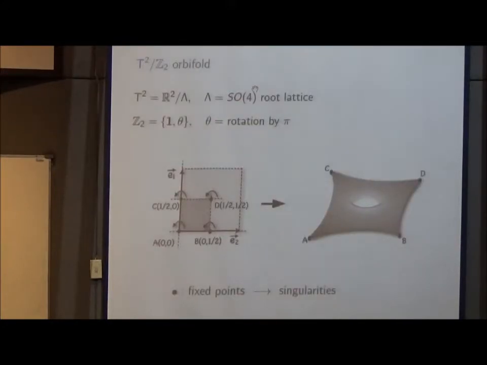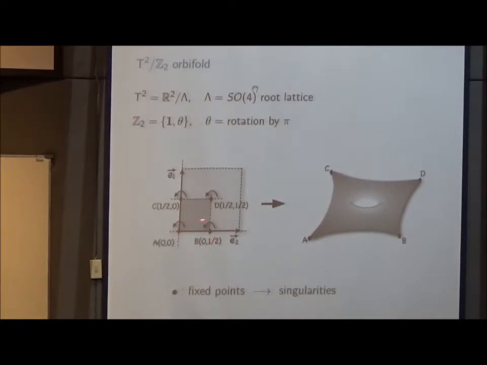And the next example of today is the T2 over Z2. And let's say here I take again the square lattice. The fancy name for that square lattice is the SO(4) root lattice, but this just means square. And the Z2 is generated by this rotation by pi.